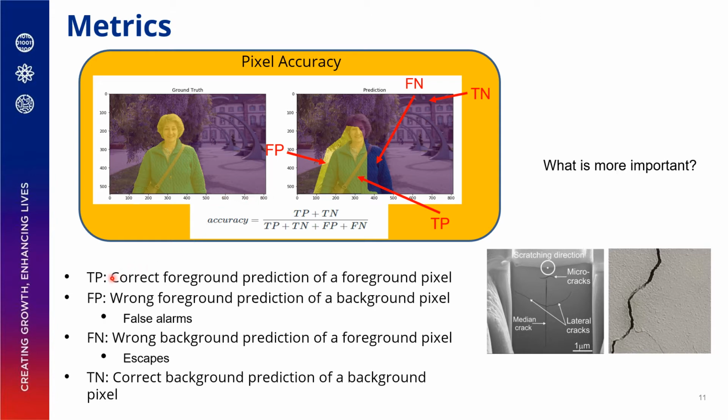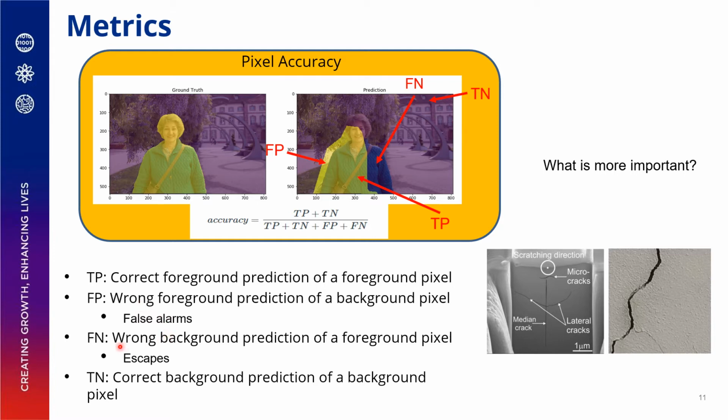True positive means correct foreground prediction for a foreground pixel, which essentially means this region over here. This is actually foreground, and we correctly identified this as foreground, right? Then false positive, as the name suggests, is the wrong foreground prediction of a background pixel. So this region over here is actually background, but our model identified it as foreground. So this becomes a false positive. In industrial terms, it is sometimes also called false alarms.